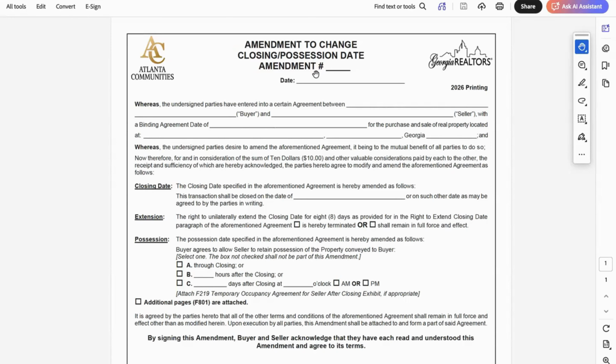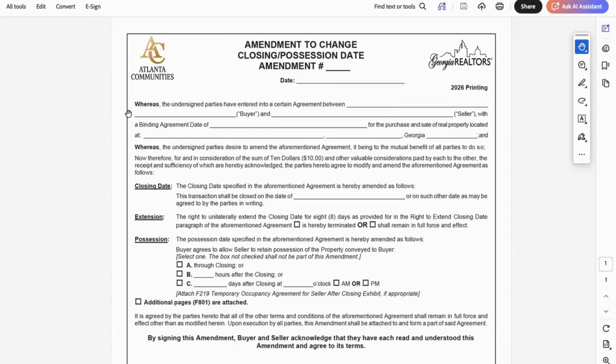Amendment number. This identifies which amendment this is in the contract. For example, Amendment 1, Amendment 2, Amendment 3, etc. This helps track changes in the contract file. The date. This is the date the amendment is written or prepared, not necessarily the acceptance date.